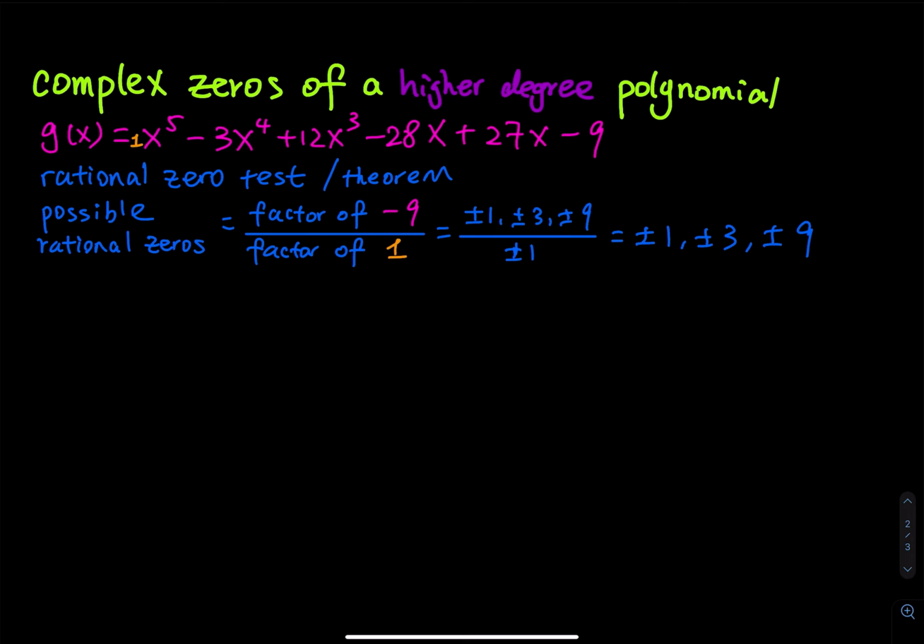Okay, here I already did the problem. I know that when x equals 1, y equals 0. So you move on to g of x equals 1. When you plug in x equals 1, you get a 0, right? So that tells me that x minus 1 is one of the factors.